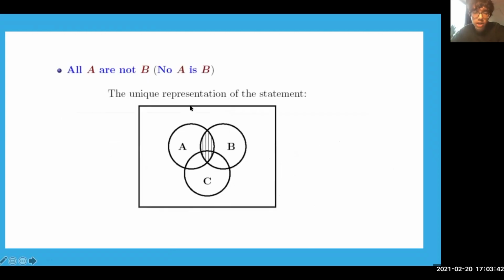All A are not B can also be written as no A is B. And this is also a universal statement, so it has crossing out and it's only one case. You cross out the middle area because there are no objects that are both A and B.